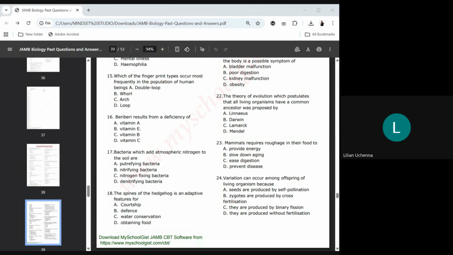Nitrogen fixing bacteria. Very good. The spine that is present in the hedgehog, what's the purpose? Defense. The spines in the desert, I gave you the diagram, I was saying it helps to conserve water. No, the spines on the hedgehog. Defense.